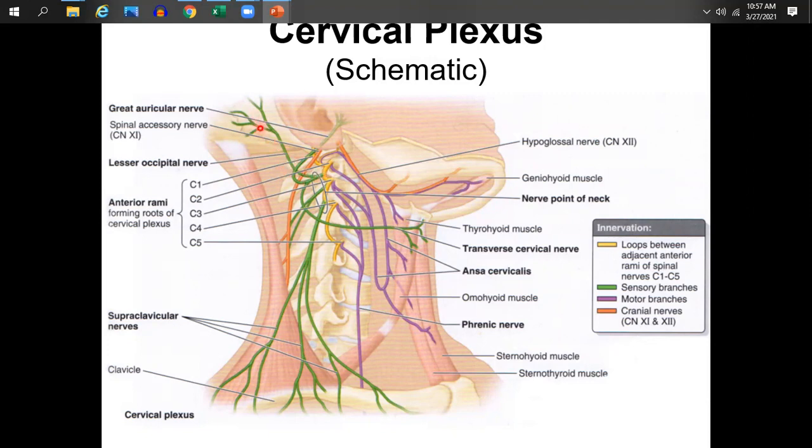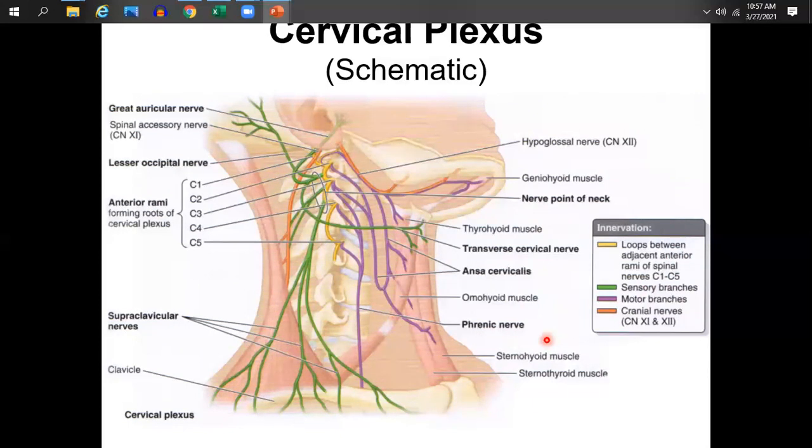So you can see how we have our greater, this is greater auricular. No, this is lesser occipital. Greater auricular is in front of the ear. So lesser occipital nerve on this back side is going towards the under part of that occipital bone, versus greater auricular going towards the front of the ear. You can see our supraclavicular nerves going to that top part of the clavicle. And you can see our transverse cervical, meaning going across the neck. I believe those are the big points from this picture.